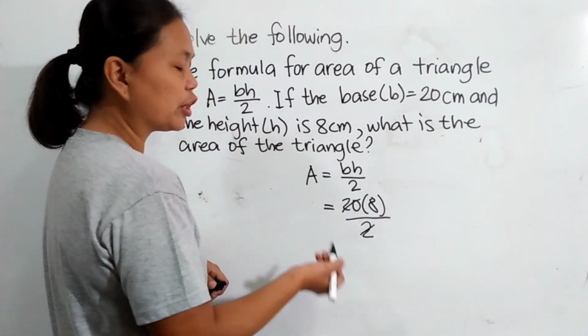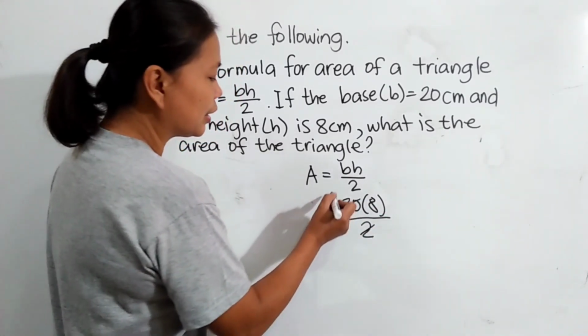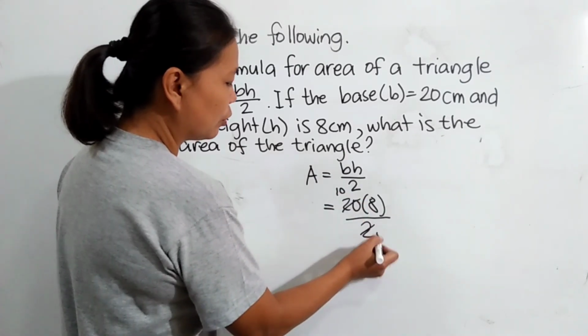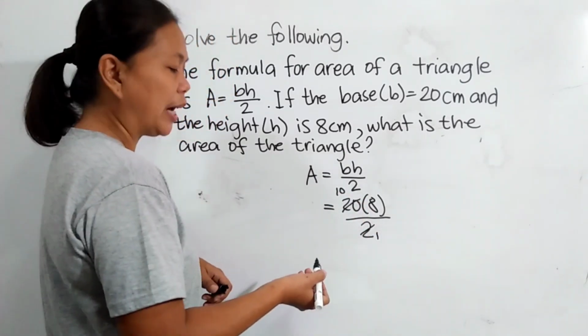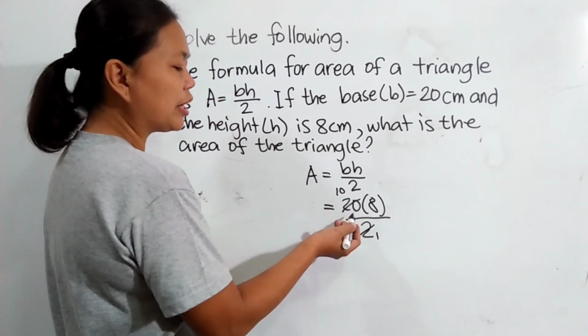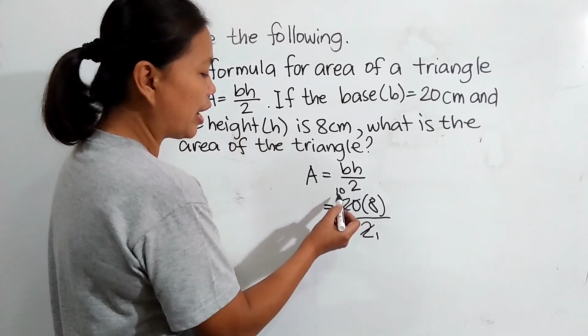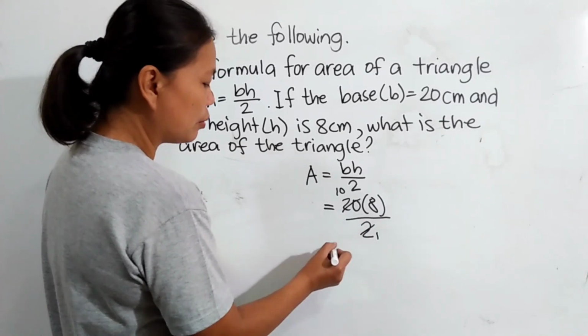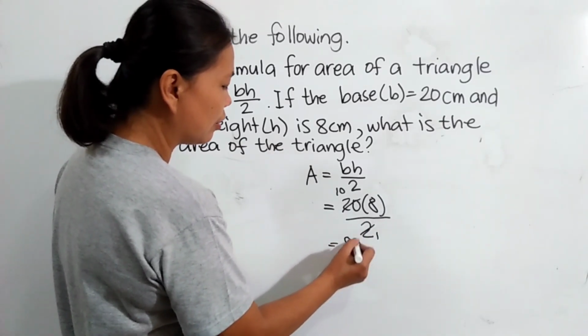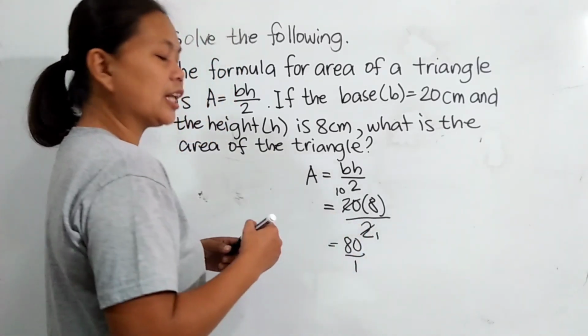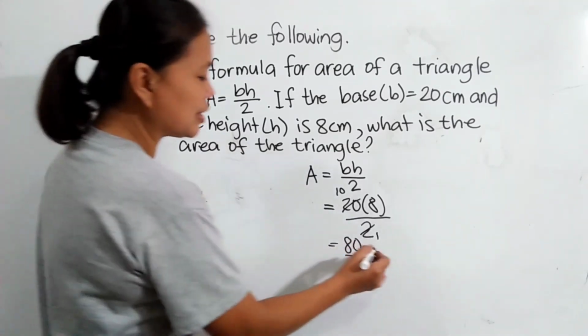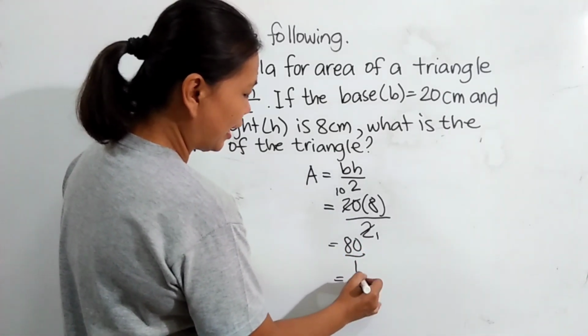So the lowest term for 20 and 2 is 10 and 1. So we will divide both by 2. So 20 divided by 2 is 10, and 2 divided by 2 is 1. So we have here 10 times 8, which is equal to 80 over 1. And if it is 80 over 1, it means that the answer is 80.